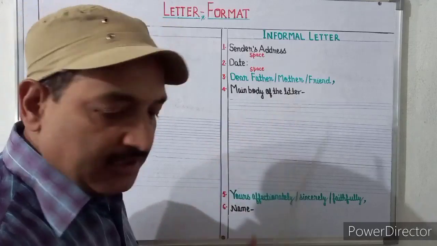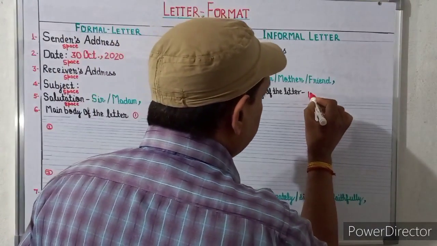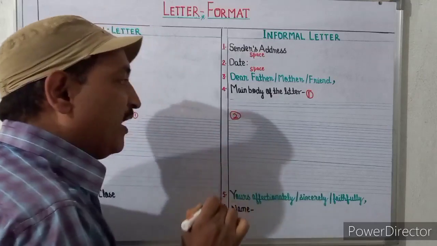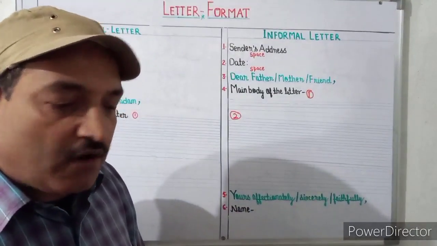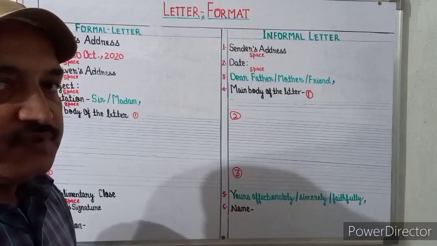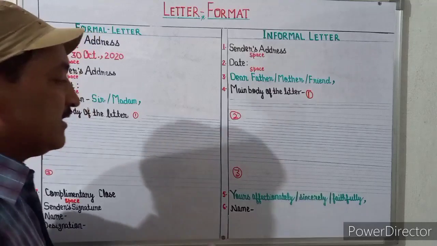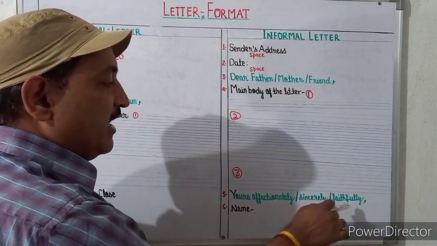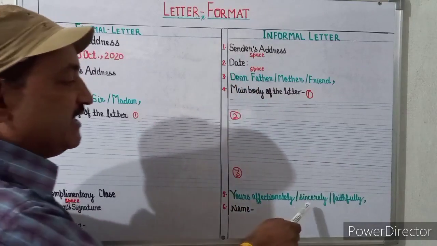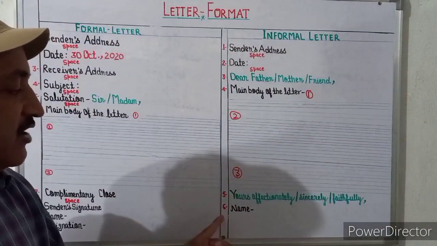The main body of the letter should be in 3 paragraphs. The first paragraph will be the introductory paragraph. The second paragraph will be the main paragraph, the main message of your letter, and the third paragraph will be the concluding paragraph. Dear students, the fifth point is the closing of your letter: yours affectionately, sincerely, faithfully. You can use affectionately for your relatives, sincerely for your friends, and faithfully for private gentlemen. And the sixth point is name.